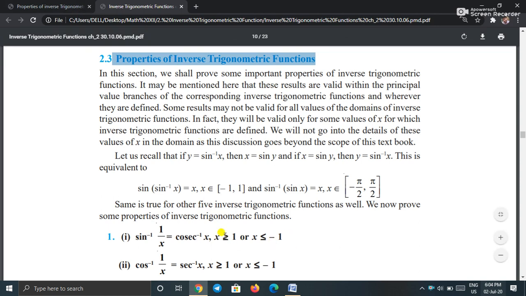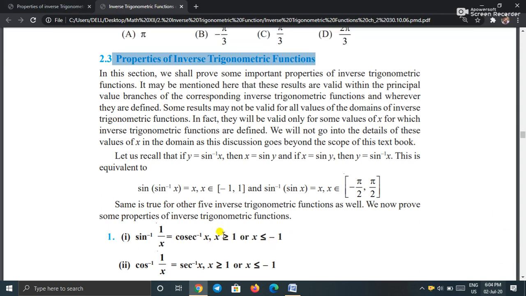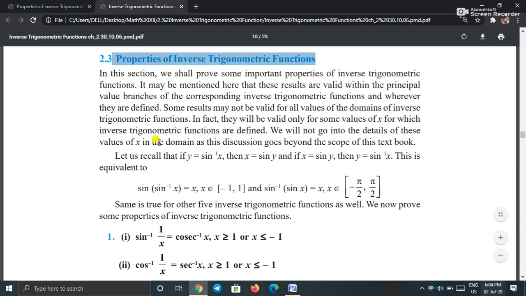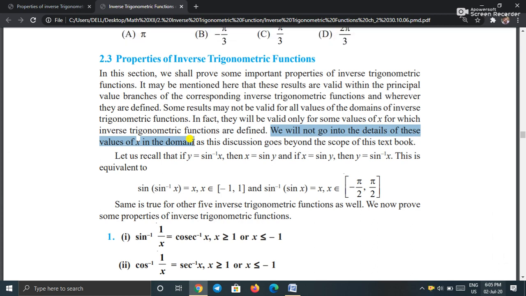And one thing more, in inverse trigonometric functions all these formulas are valid for some special values of x, not for all values of x. In fact they will be valid only for those values of x for which inverse trigonometric functions are defined, but we will not go into the detail of these values of x in the domain, because that study is out of your syllabus, as the discussion goes beyond the scope of this textbook.